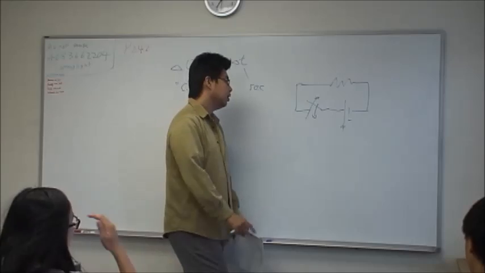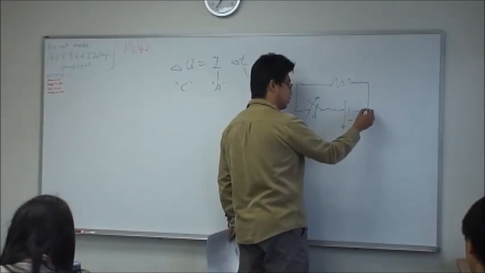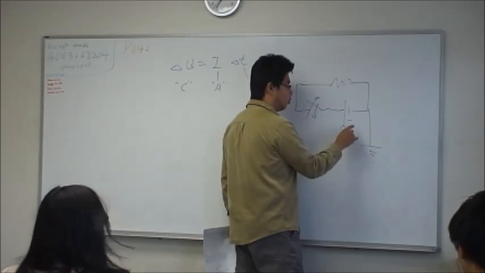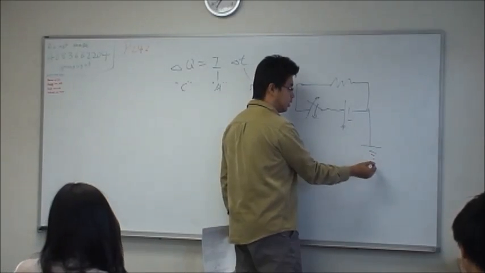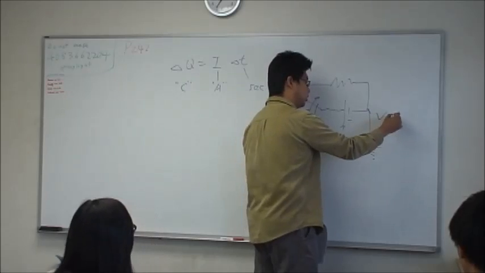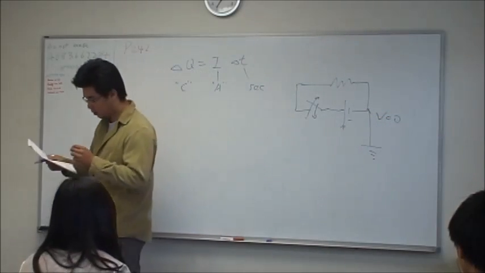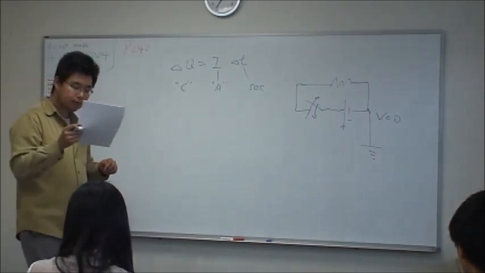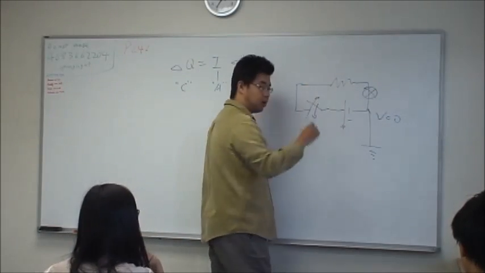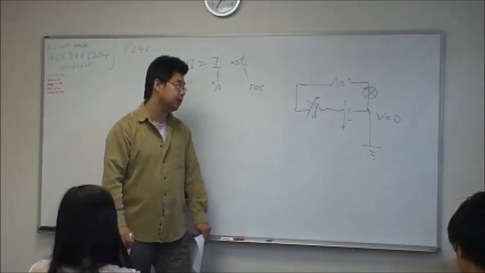Other than the battery, there is something called ground. Normally ground we draw with more than 1 line, 2 or 3 or whatever. It means that here the voltage is equal to 0. That's a circuit. What else? A lot of times we draw the bulb. The cross means the light. It will light up.